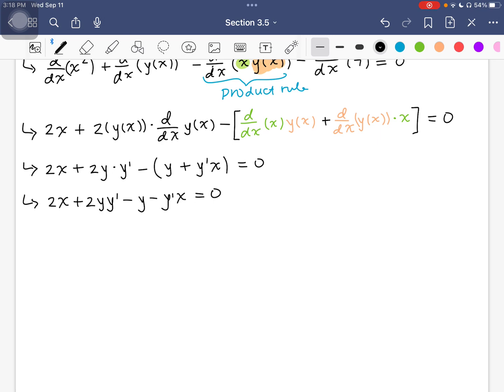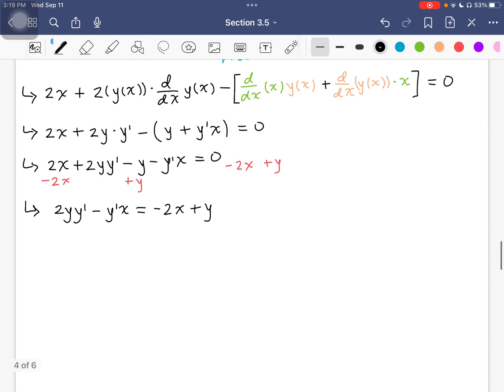Now we want to solve for y prime, and I see two terms here that have a y prime in it. So what I'm going to do is take the two remaining terms that don't have a y prime and put them on this side. So I'm going to subtract 2x from both sides, and then I'm going to add y to both sides. So we get 2y, y prime, minus y prime of x is going to be equal to minus 2x plus y.